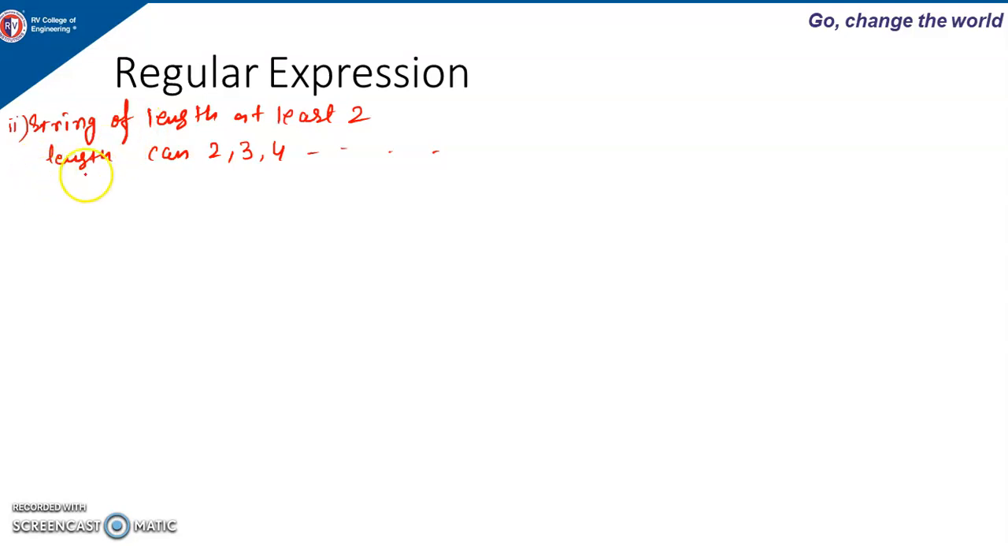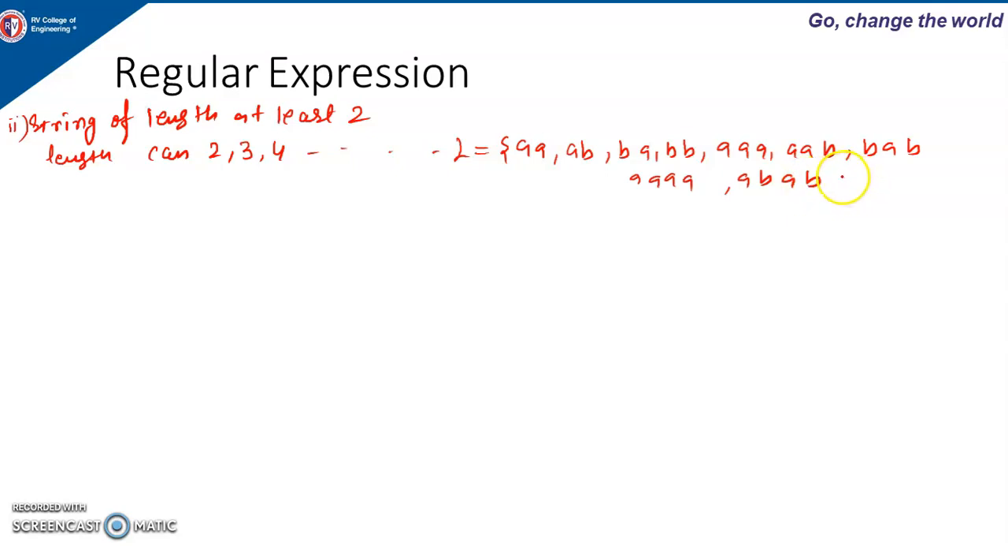So the language will be all the strings with length at least 2: AA, AB, BA, BB and then AAA, AAB, BAB, or 4 As, or ABAB, meaning any combination of A and B where the length is at least 2 and more than 2, anything is fine. We have seen strings of length 2, what was the regular expression? (A plus B)(A plus B) was the regular expression for strings of length 2.